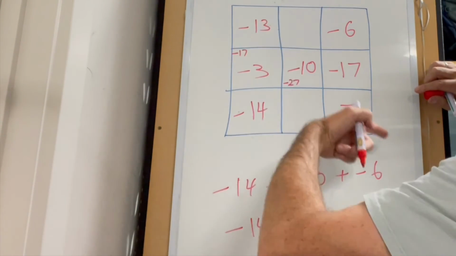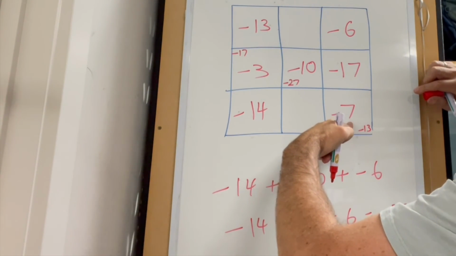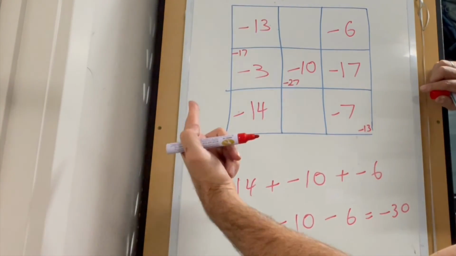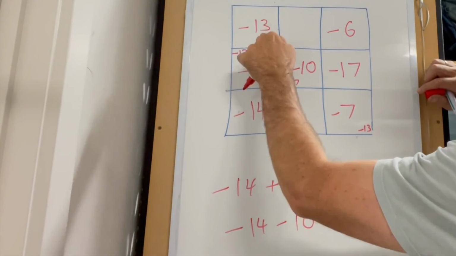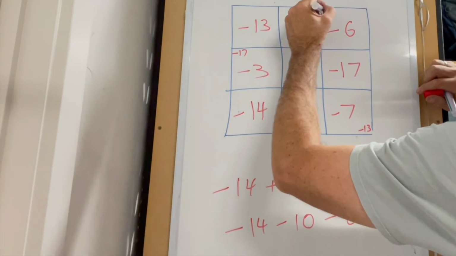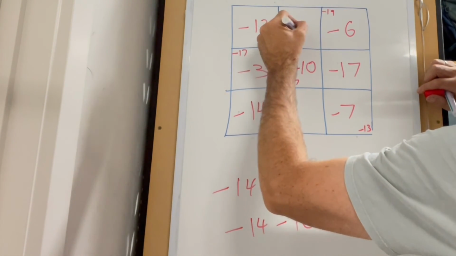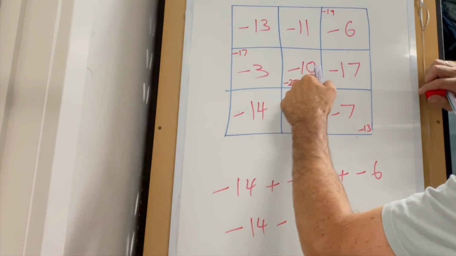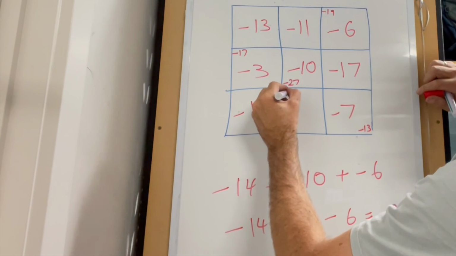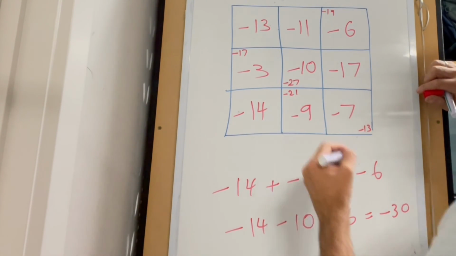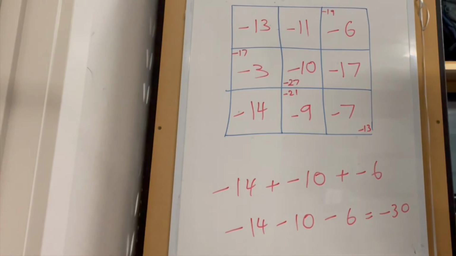And I can check this way if I wanted to. Negative 10, negative 7 is negative 17, negative 13, again negative 30. Negative 13 take away 6 is negative 19. So I need a negative 11 in there. And then negative 10 and negative 11 gives me negative 21. So I need a negative 9 in there, and they are all done, okay?